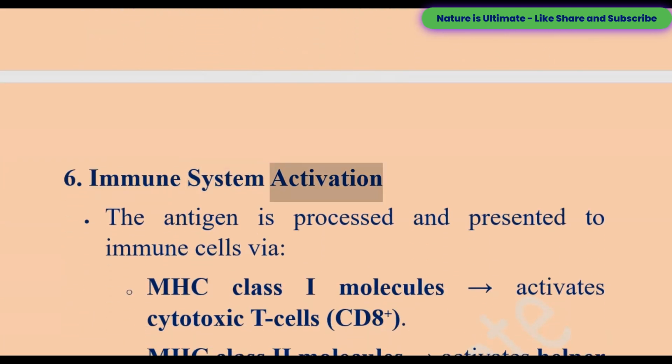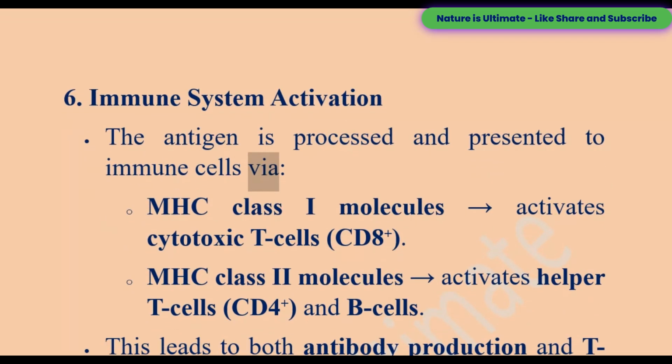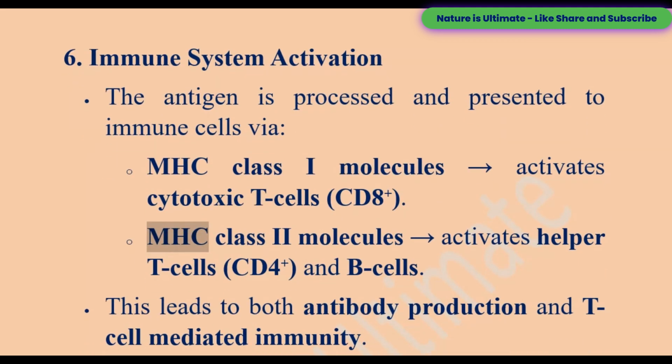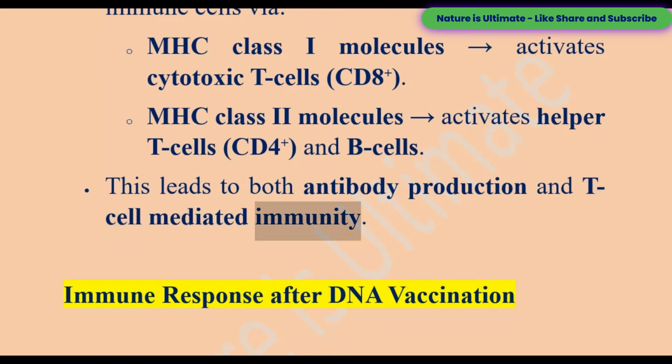6. Immune system activation. The antigen is processed and presented to immune cells via MHC class I molecules, which activates cytotoxic T cells, CD8. MHC class II molecules activate helper T cells, CD4, and B cells. This leads to both antibody production and T-cell mediated immunity.